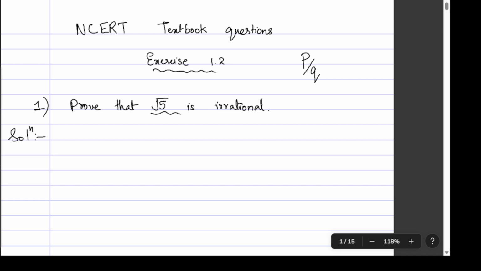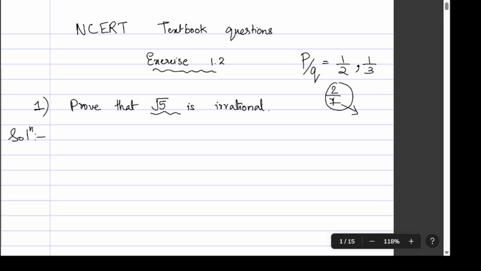Examples of irrational numbers are root 2, pi, root 3, root 5, anything. But rational numbers are something like 1 by 2, 1 by 3, 1 by 5, 2 by 7. Here, if you check the denominator, the q is not equal to 0. Okay, so now let's go into exercise 1.2.